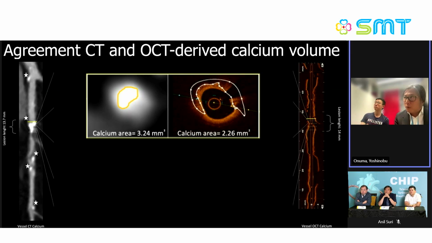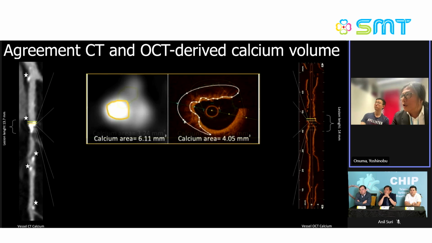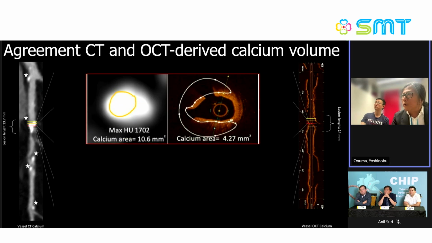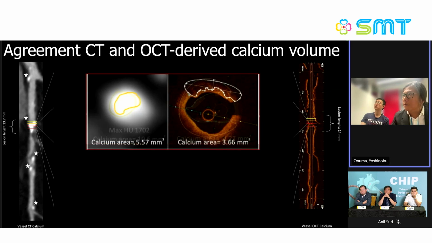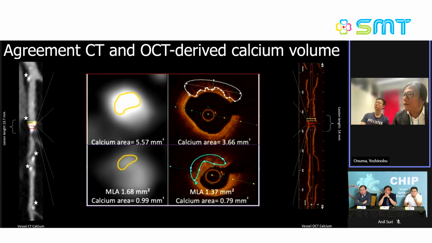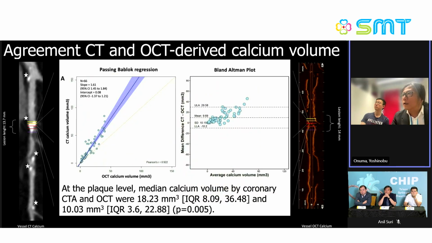There was also a comparison between CT and OCT in the same patient in the same lesions. You can really see that the calcium area was slightly or sometimes more overestimated by the CT, but in general there was some correlation. And if the degree of the calcium is very high, then there was a little bit more difference by CT.